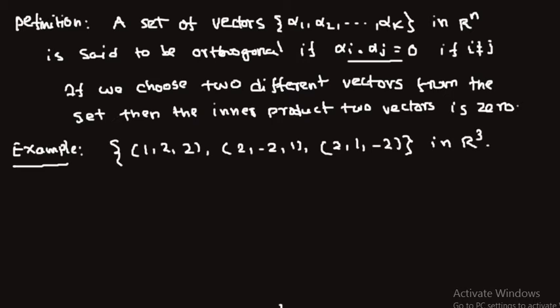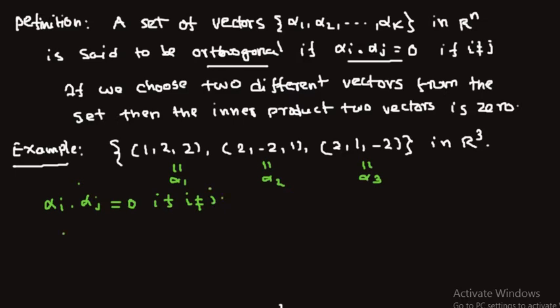Now we're going to check whether this set is an orthogonal set or not. How do we check that? We have to choose two different vectors. Let me call this alpha 1, this alpha 2, and this alpha 3. The statement says that if I multiply alpha i with alpha j, it gives us 0 if i is not equal to j. That's the only thing you have to check.